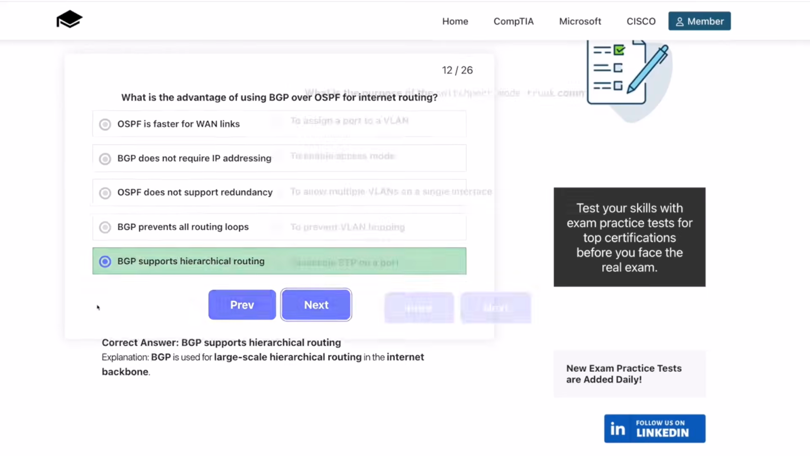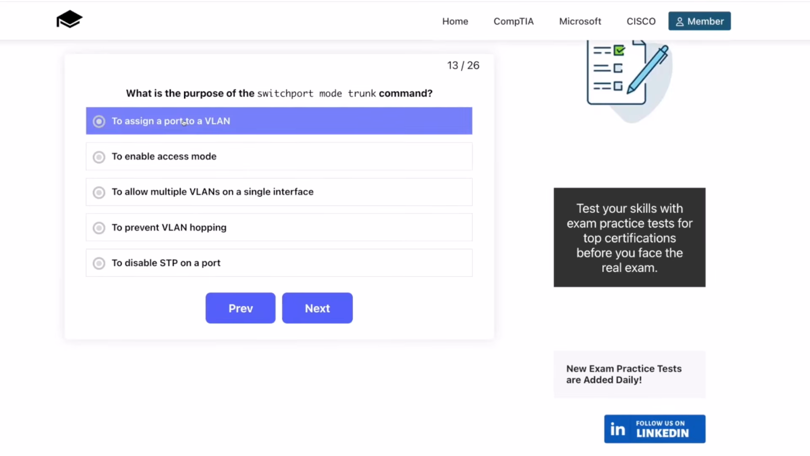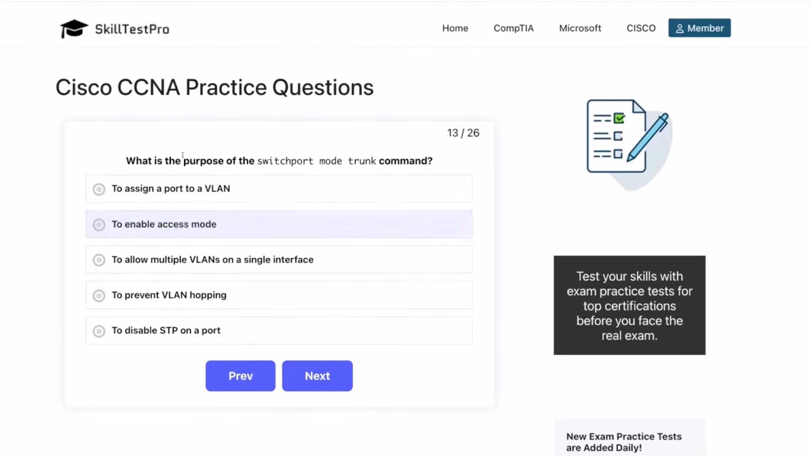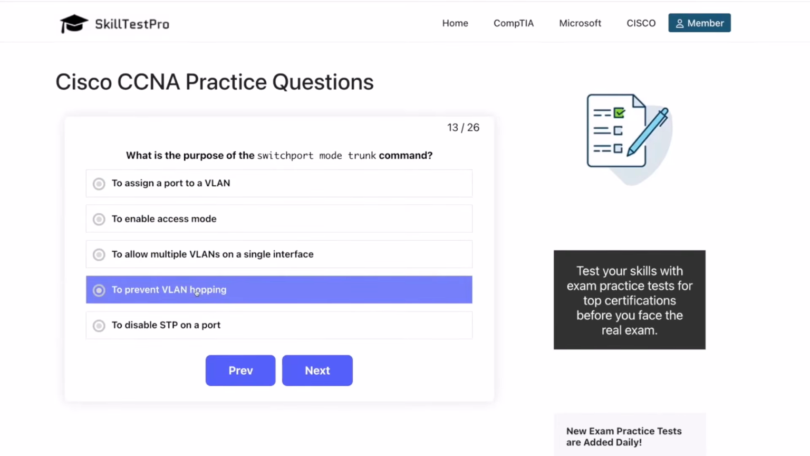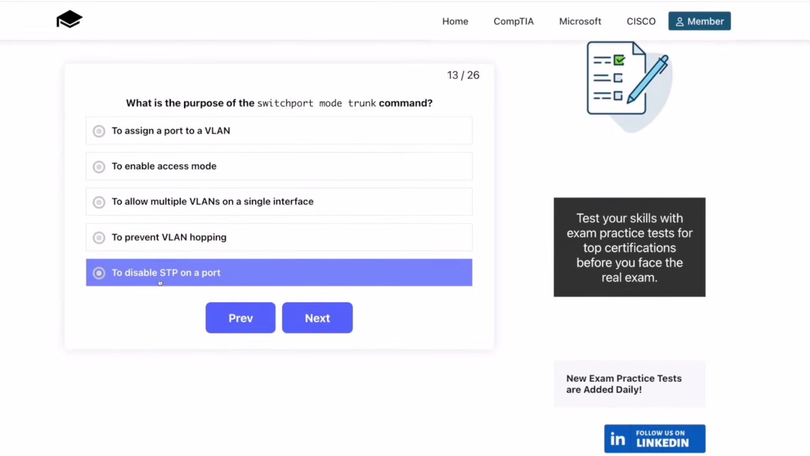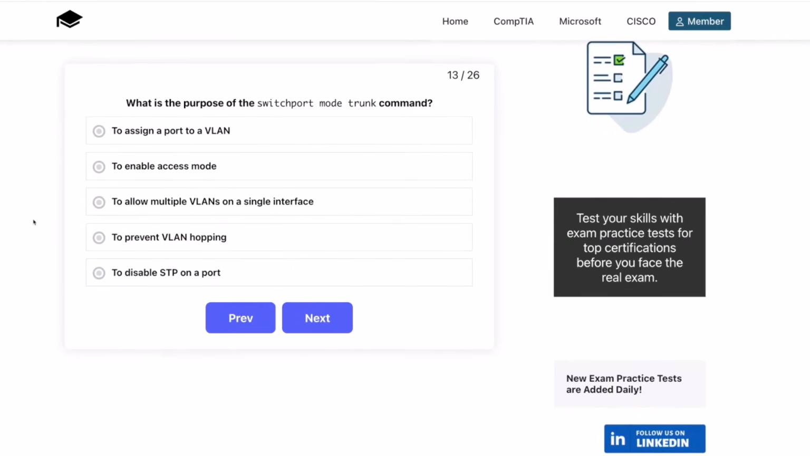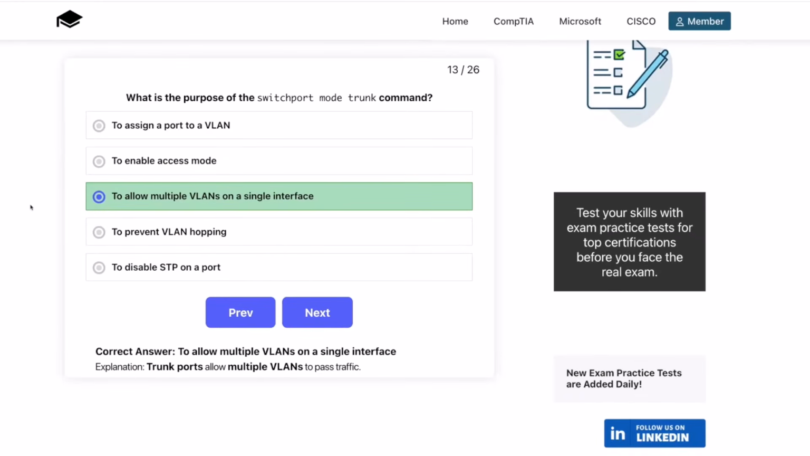Now, question 13. What is the purpose of the switchport mode trunk command? Is it to assign a port to a VLAN? To enable access mode? To allow multiple VLANs on a single interface? To prevent VLAN hopping? Or to disable STP on a port? The correct answer is to allow multiple VLANs on a single interface. Trunk ports allow multiple VLANs to pass traffic.